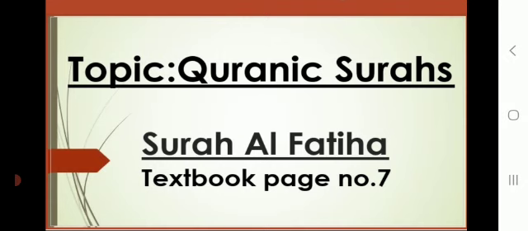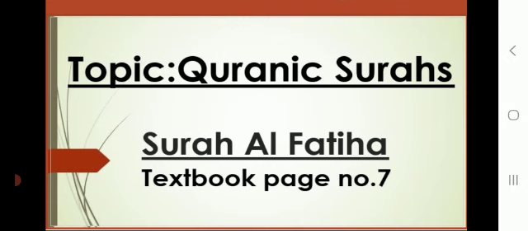In this topic, we are going to discuss the surah which is mentioned and written in the Holy Quran, and the specific one we are going to learn today, as you can see on the screen, is Surah Al-Fatiha. It is mentioned in your textbook on page number 7. So just take out your Islamiat textbook from your bag and keep your pencil with you as well, so we can write down today's date and day on the page. Just open page number 7 of your Islamiat textbook.